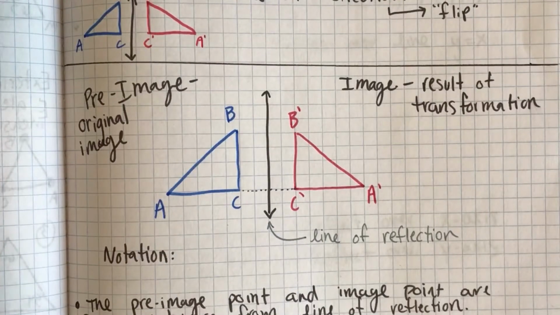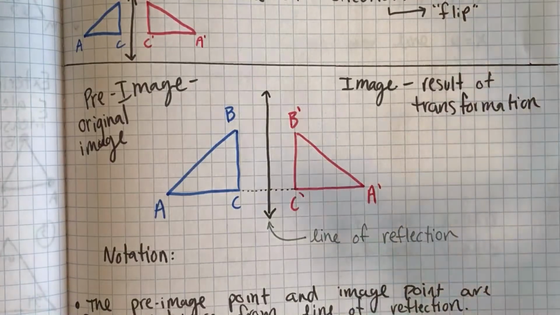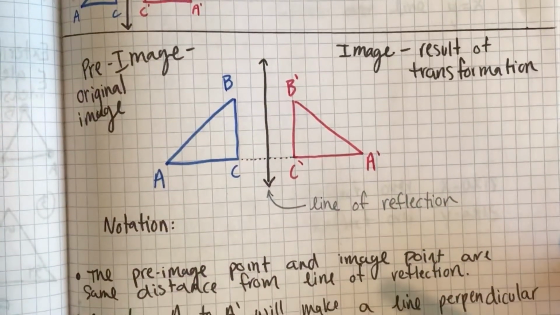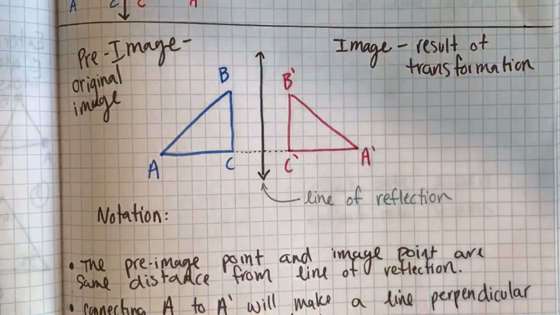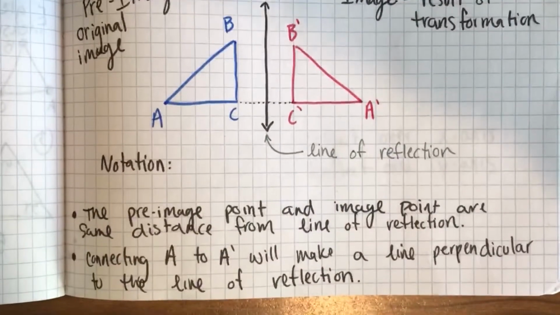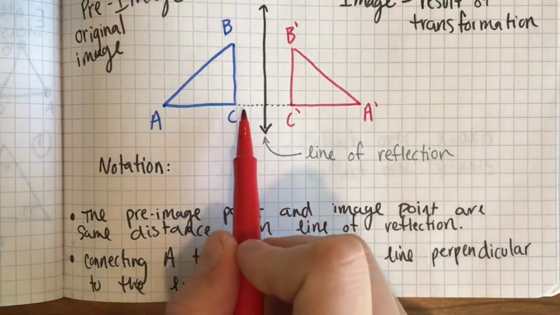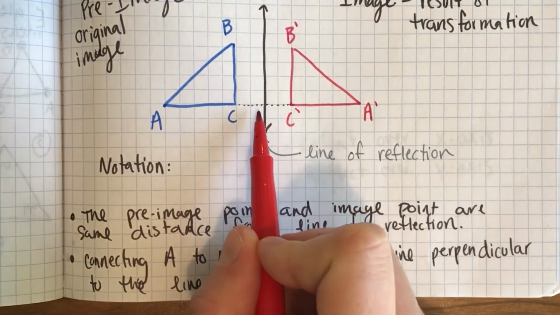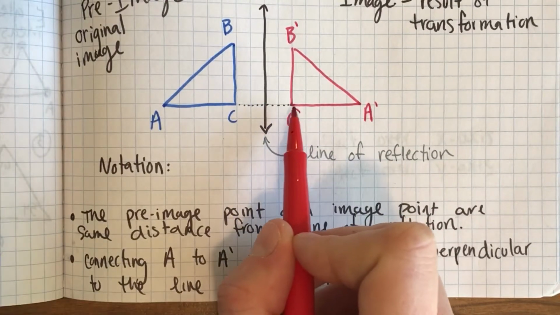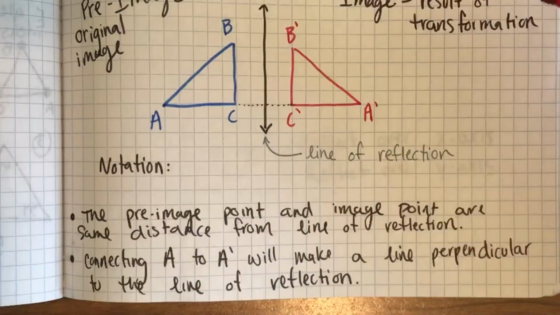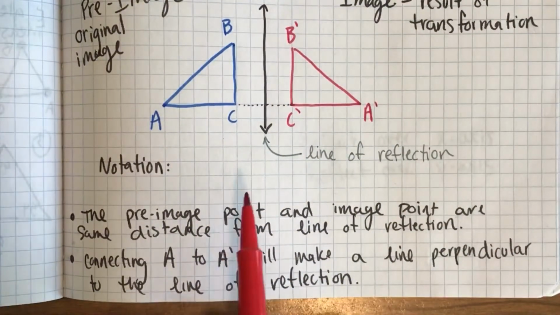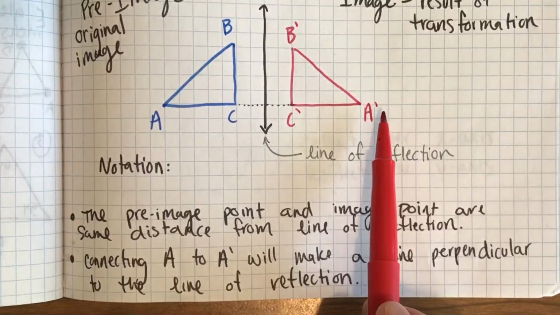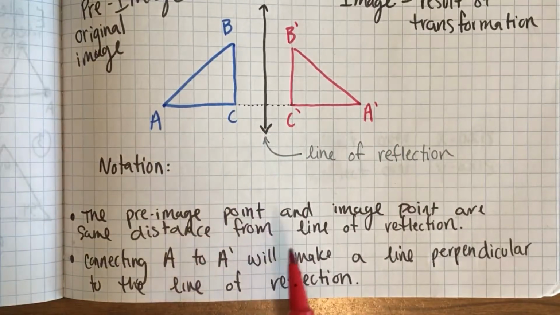Now something to remember is our pre-image and our image are the same distance from this line of reflection. So I can see C is 2 units from my line, and C prime is also 2 units from that line. All right, and then whenever we connect points, so if we connect A to A prime, C to C prime, it's going to make a perpendicular line with that line of reflection.